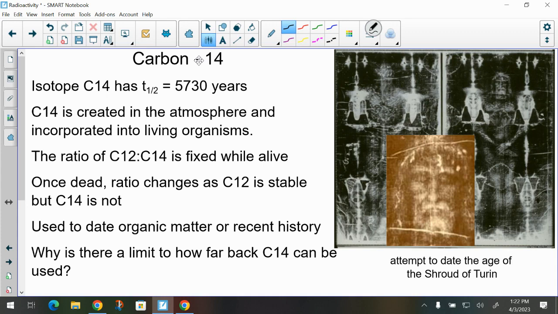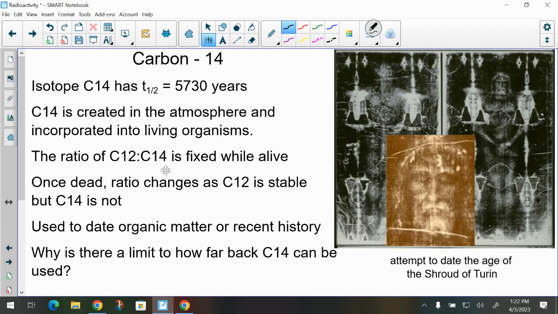So what they did is they took carbon-14. Now, carbon-14 is a natural isotope of carbon that's in your body when you're alive. Right now, your body has a bunch of carbon-12 and a bunch of carbon-14. If you're alive, the ratio of carbon-14 to carbon-12 is fixed. So in your body, you have a certain ratio of carbon-12 to carbon-14.